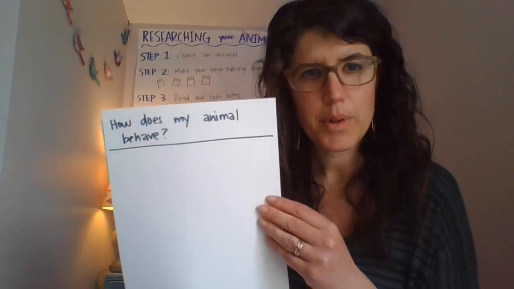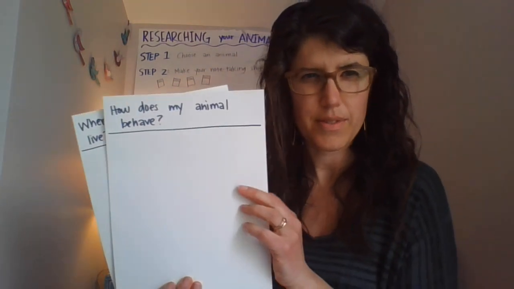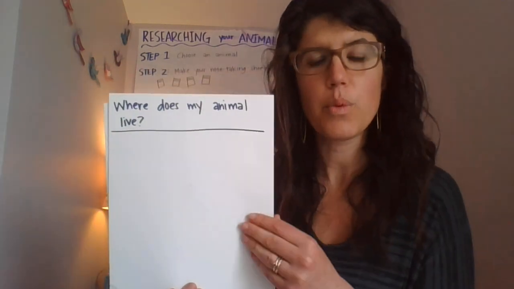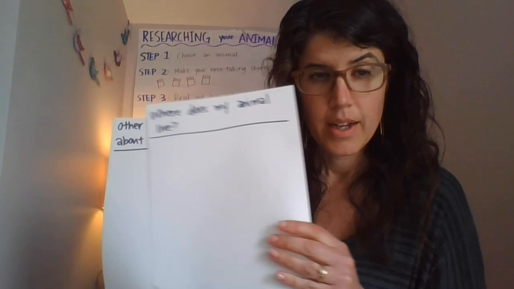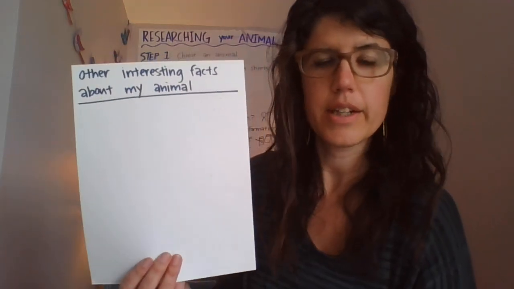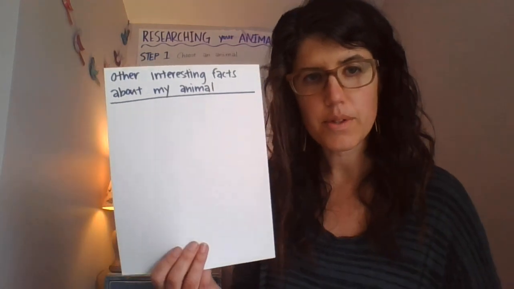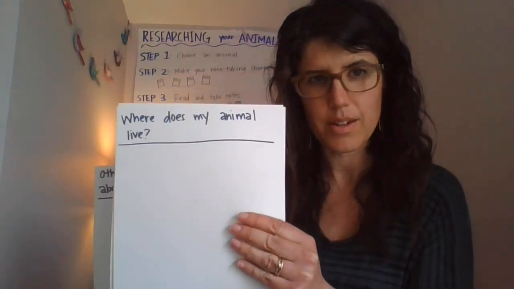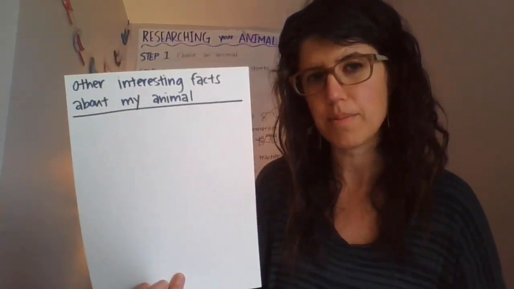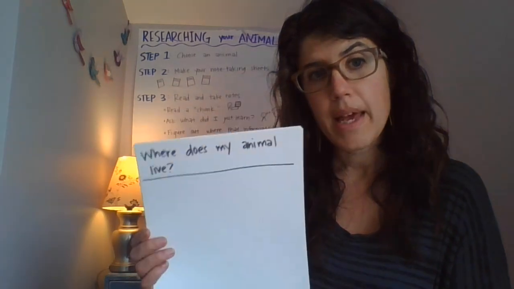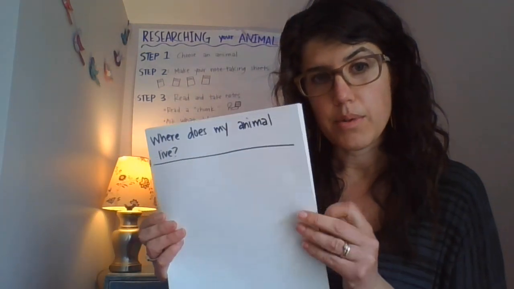How does my animal behave? What are the different things that my animal does that are interesting? Where does my animal live? And then the last is kind of like a bonus subtopic. It's other interesting facts about my animal. So if you find out other interesting things and they don't really fit into these three other categories, then you'd put that information here. Okay, so you're going to make one page for each of these questions.